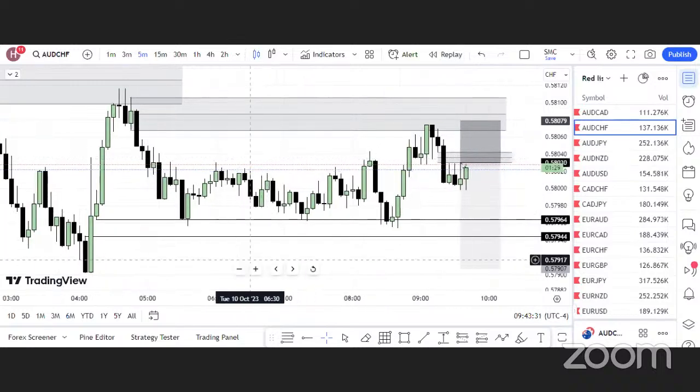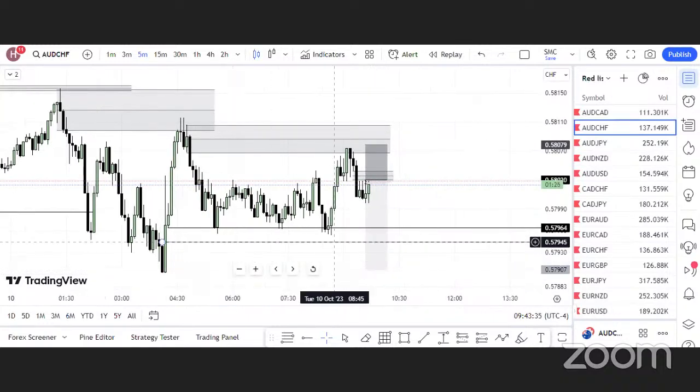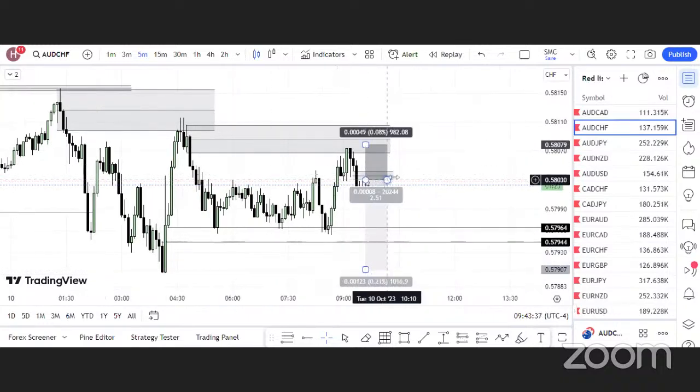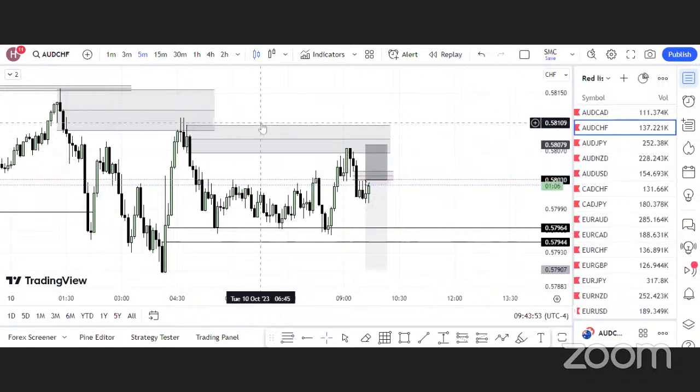All right. And our market is getting close to our fair value gap. So let's see what would happen when the market gets into that fair value gap. Let's see if it's going to reverse to the downside or if it's going to break it to the upside. AUDCHF, yeah? AUDCHF.